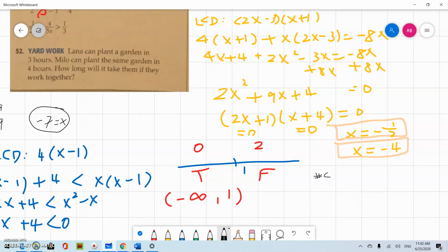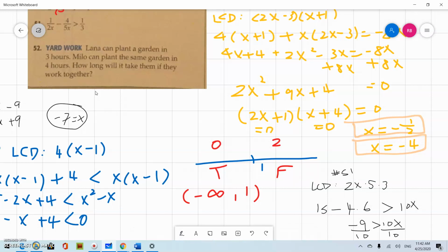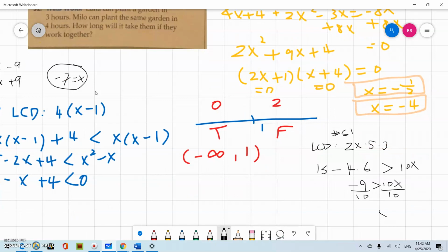LCD, I need a space. Sorry, this is very unorganized. So the LCD of this is 2x times 5 times 3. And then we are going to multiply to everything. So 15 minus 4 times 6 is greater than 10x. So 15 minus 24 is negative 9, I think. 10x divided by 10 on both sides. So we have something like x is less than negative 9 over 10.